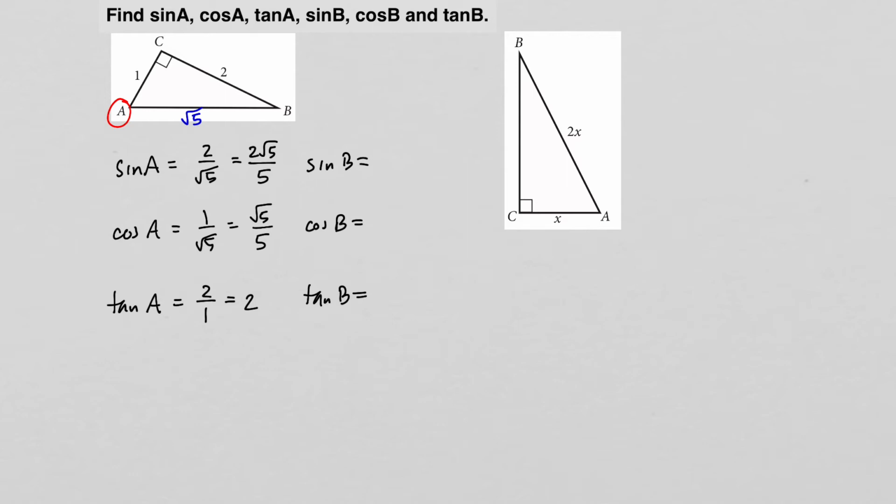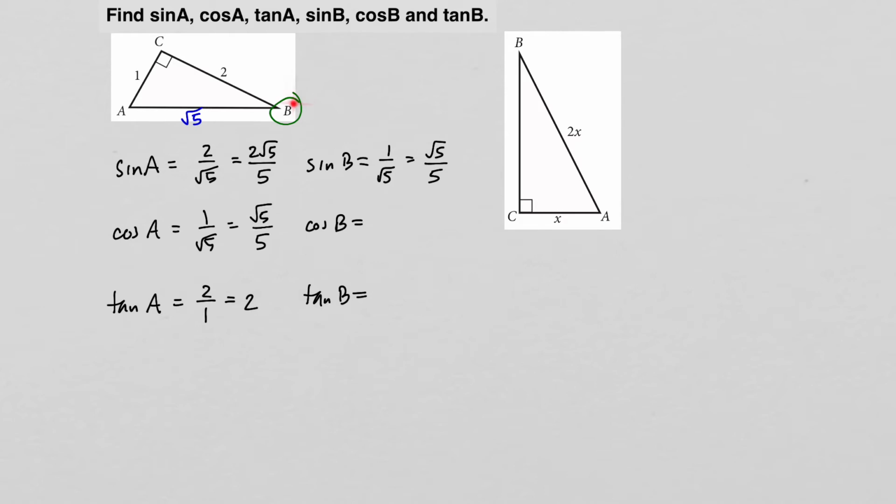Now, when we take a look at angle B, what we have to do is change our perspective. So to find the sine of angle B, again, it's defined to be the opposite side divided by the hypotenuse. But for angle B, 1 is the opposite side, and the hypotenuse is still radical 5. And so this is 1 over radical 5, which is equal to radical 5 over 5.